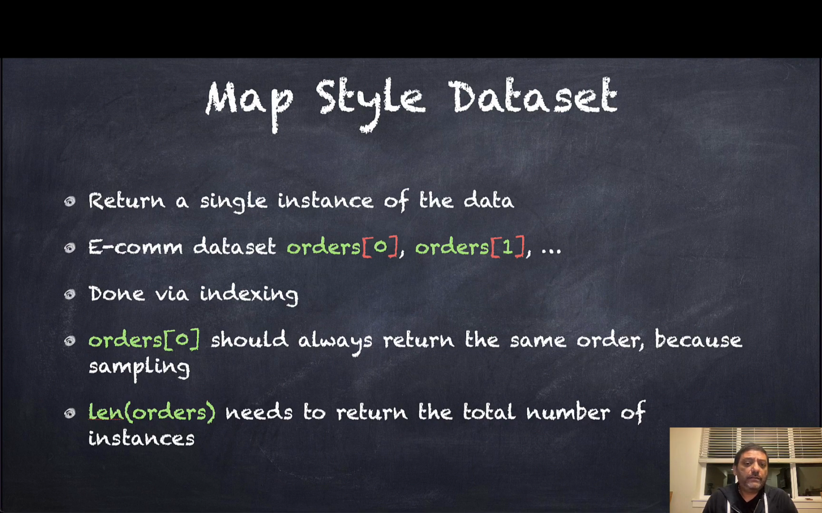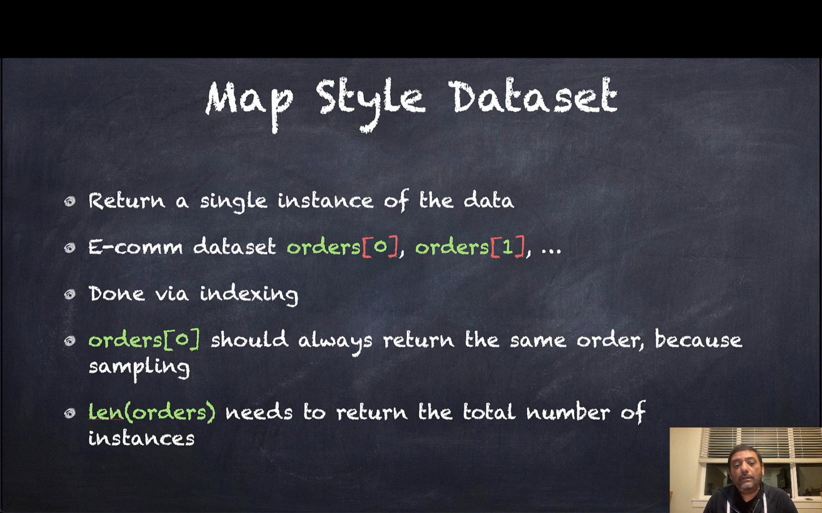And our orders dataset returns a specific instance of the data by indexing. So orders at index 0 will return one order, and orders at index 1 will return another order, and so on. So when we implement a dataset, we need to make sure that it supports the index operator.